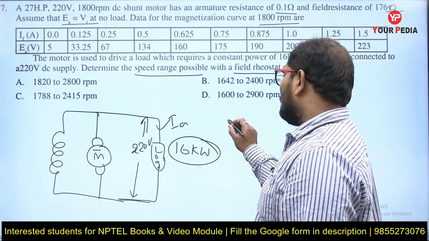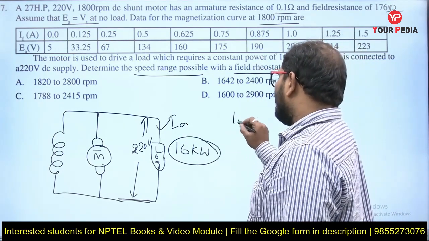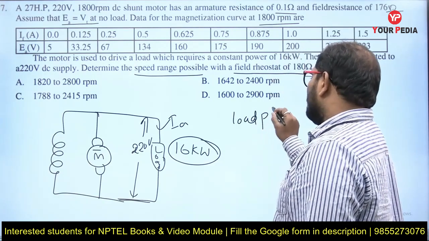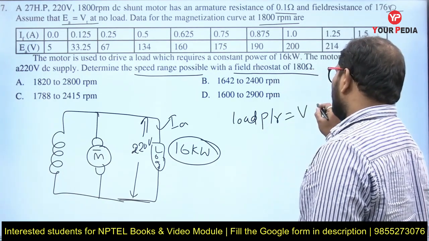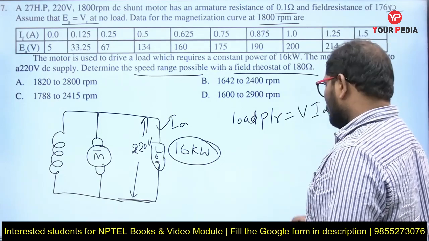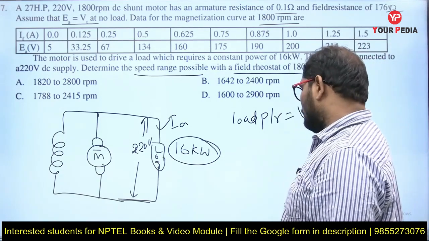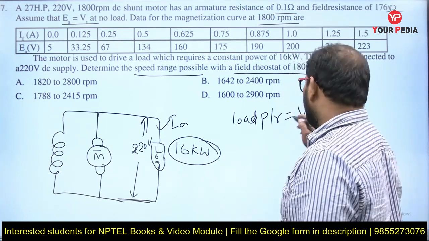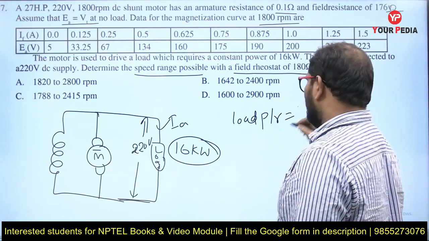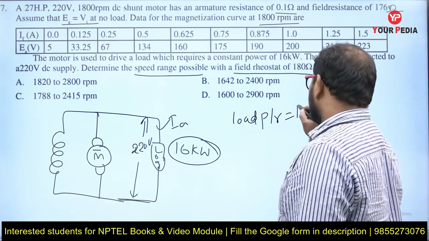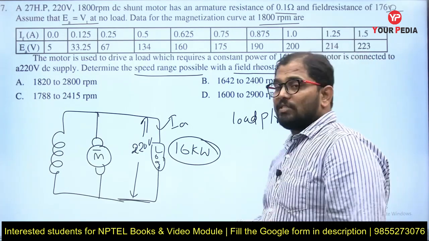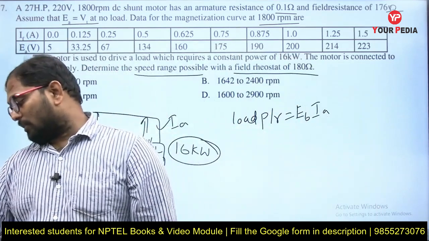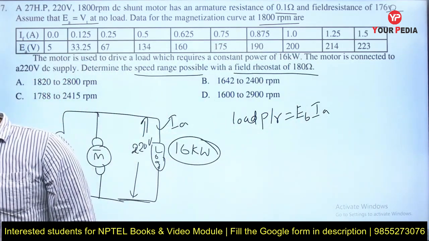So then what happens to the load power? Load power is equal to V into IA. Usually under no load condition, this V and IA are both the same, but under loaded condition this V can be replaced with EB. So this is the mechanical power which will be delivered to the motor.